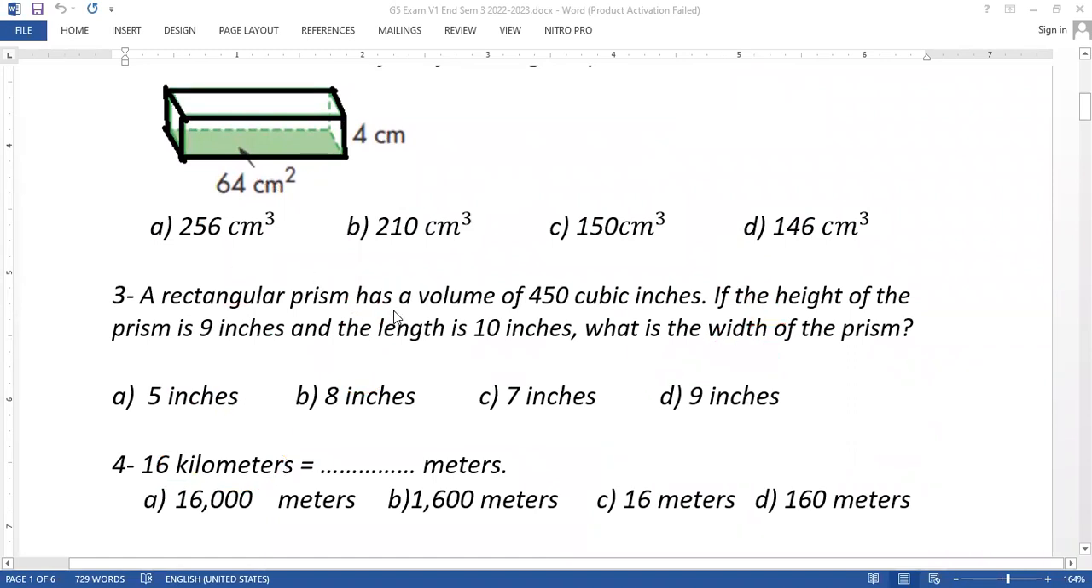A rectangular prism has a volume of 450 cubic inches. If the height of the prism is 9 inches and the length is 10, what is the width of the prism? As you know, the volume equals the length multiply the width and the height. But now we don't have the width, but we have the volume. So multiply the length by the height and divide the volume by the answer. So 9 multiply 10 equals 90. Now we divide 450 by 90.